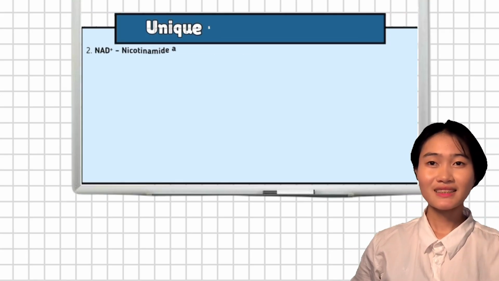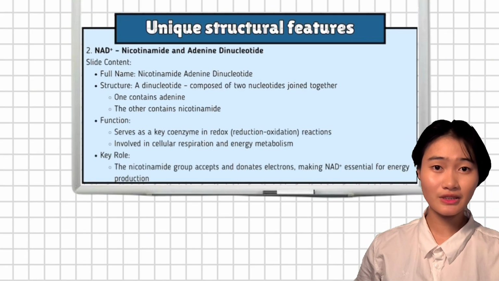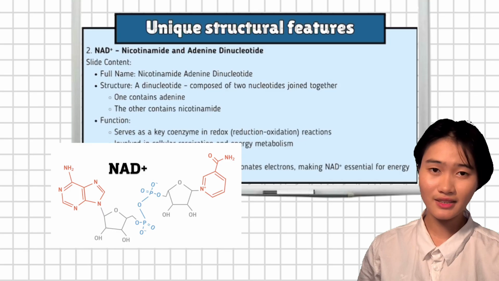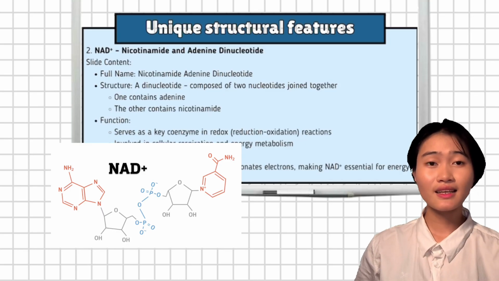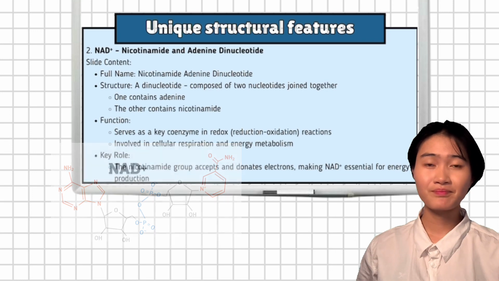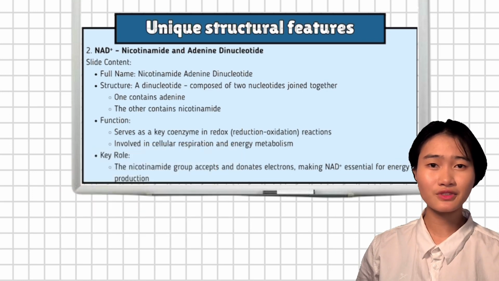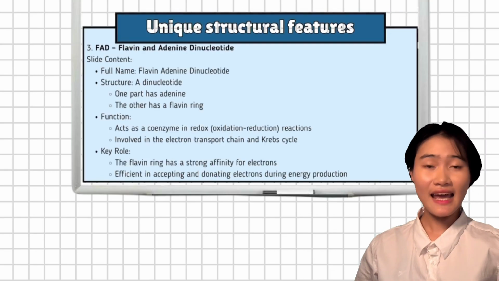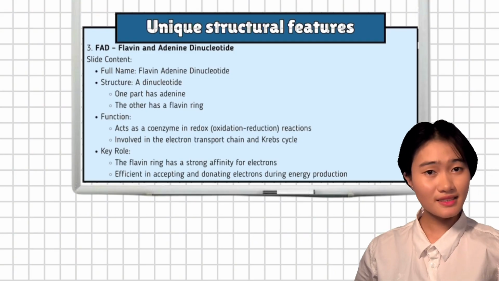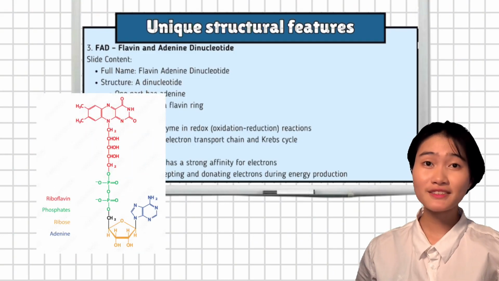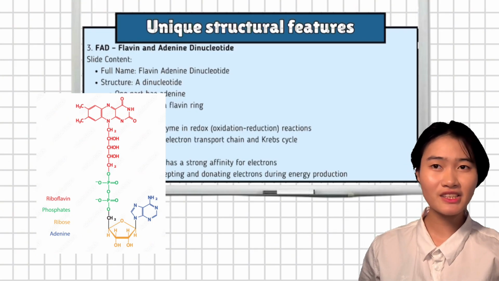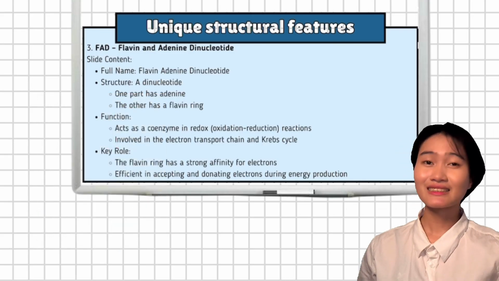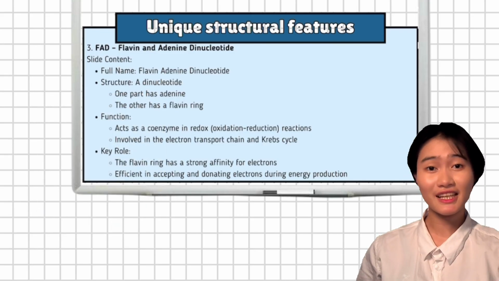Number 2. The nicotinamide adenine dinucleotide. It's a dinucleotide, which means two nucleotides joined together. One end has adenine and the other end has nicotinamide. That nicotinamide is key for redox reactions. Last but not the least, flavin adenine dinucleotide. It is another dinucleotide, but this time, one side is adenine and the other is a special ring called flavin. That flavin ring, it loves electrons. This is also very good in redox reactions.